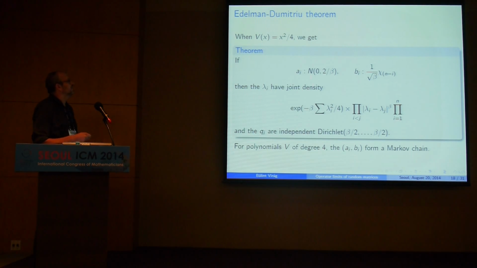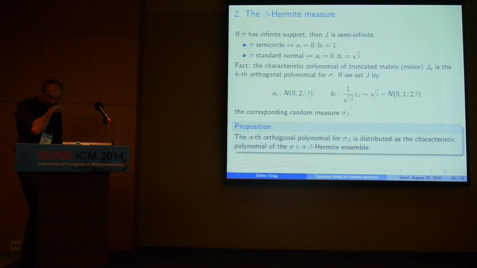And now you have a matrix model. This is the Edelman-Dimitriu theory for this particular beta ensemble that, by the way, was introduced by Dyson in the 60s. So this is a Jacobi matrix model for that. And the q_i's are independent of everything with the weights, and they have this Dirichlet distribution. When you take V to be a polynomial of degree 4, actually these a_i's and b_i's are not going to be independent anymore, but they're going to form a Markov chain. And you can guess what happens when V is of degree 5, or degree 6. So it's homework if you are interested in these things.